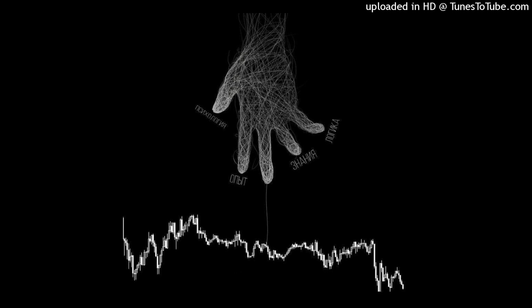But the first and main way that we look at to validate that a zone is an institutional zone is we want to look for ones that led to a move that broke structure. So we want to find where that demand came into the market that led to price being able to break structure to the upside, to break a high and form a higher high. Likewise, we want to find where that supply came into the market that led to price being able to break structure to the downside, to break a low and form a lower low.